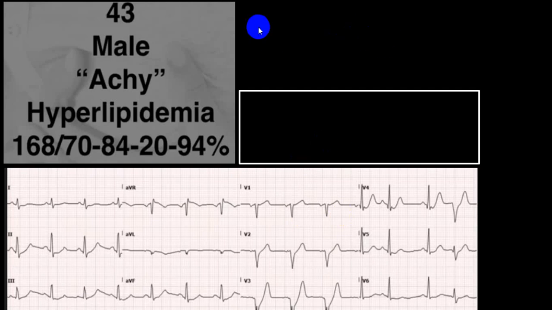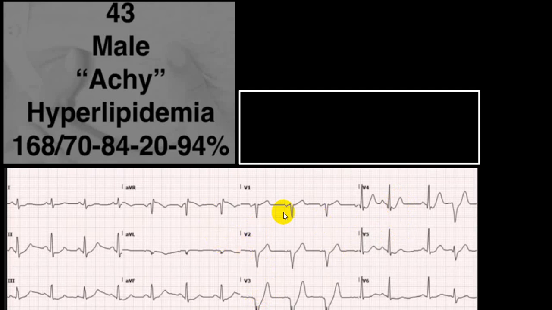Now this is another case: 43-year-old male, aching pain in chest, hyperlipidemia, hypertensive 168/70, pulse is 84, respiratory rate is 20, SpO2 is 94, and if you look here on your own, I am giving the answer that there is an ST depression. If you look from the ST depression, there is a tall T wave, an upright tall T wave.